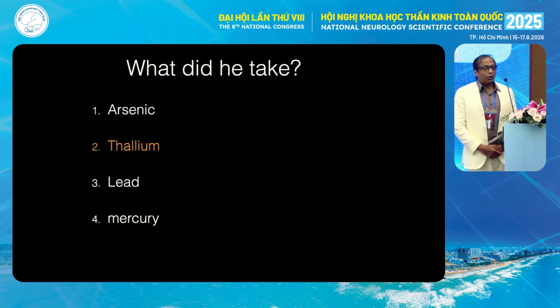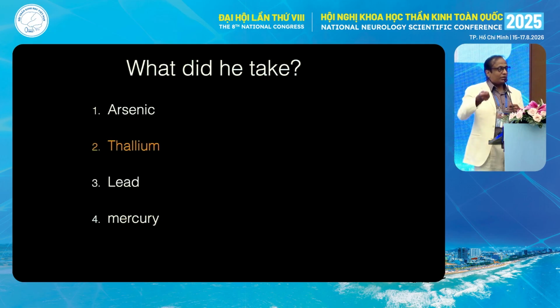He was actually a loan shark, you know, the person who gives out loans. So one of the persons who didn't want to pay him back decides to put thallium into his food over a period of time. And this man developed acute thallium toxicity, which can present with acute peripheral and autonomic neuropathy.